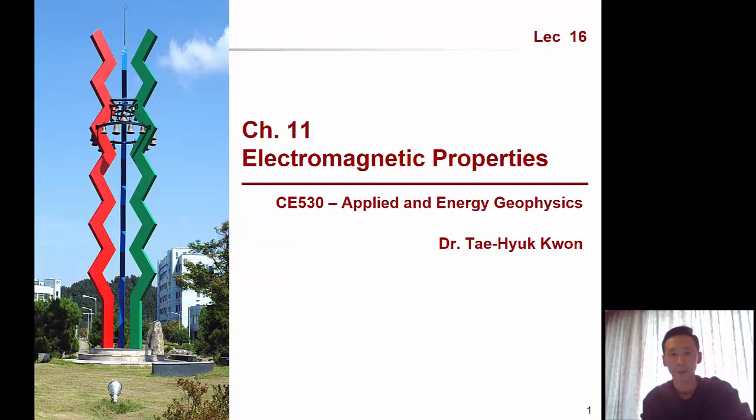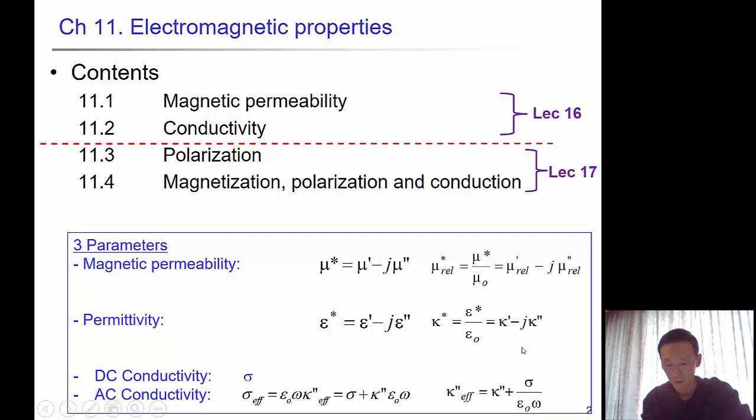In this lecture, we're going to talk about the electromagnetic properties. The content covers the magnetic permeability and conductivity and polarization. We talked about in the previous chapter three main parameters, relative magnetic permeability and relative permittivity. So if it's just permittivity, it's epsilon, and the relative permittivity, then it's kappa. And we'll also talk about the DC and AC electric conductivity.